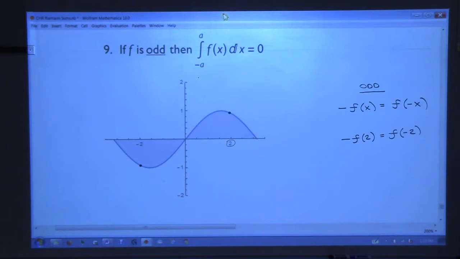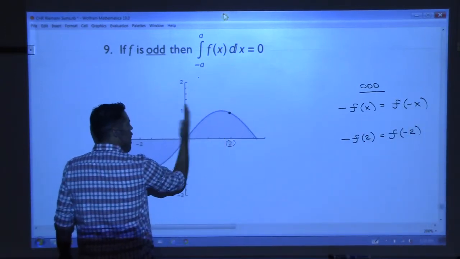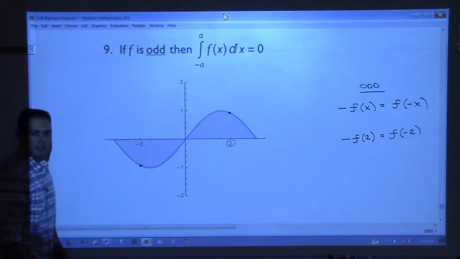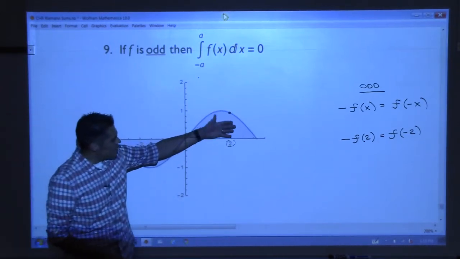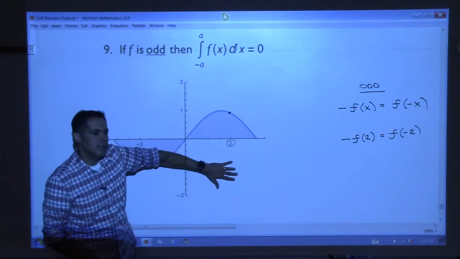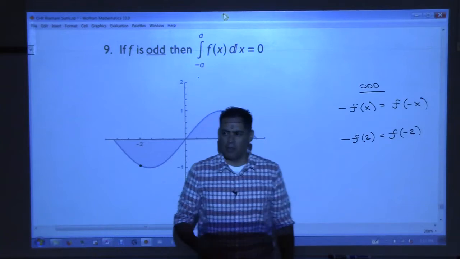So what do they look like visually? They're not reflections over the y-axis, right? Odd functions do not reflect over the y. What are they then? Reflection over the x-axis would be here. Over the origin. So what does that mean, to reflect over the origin?